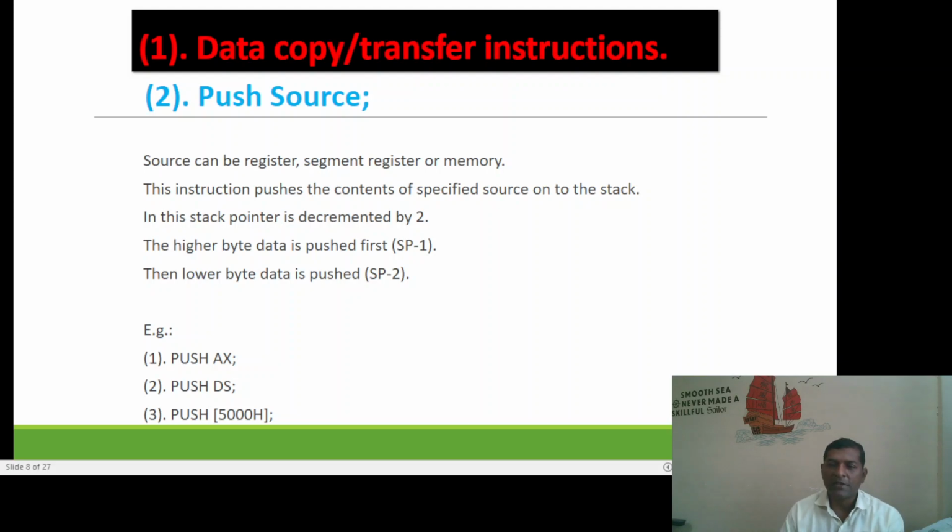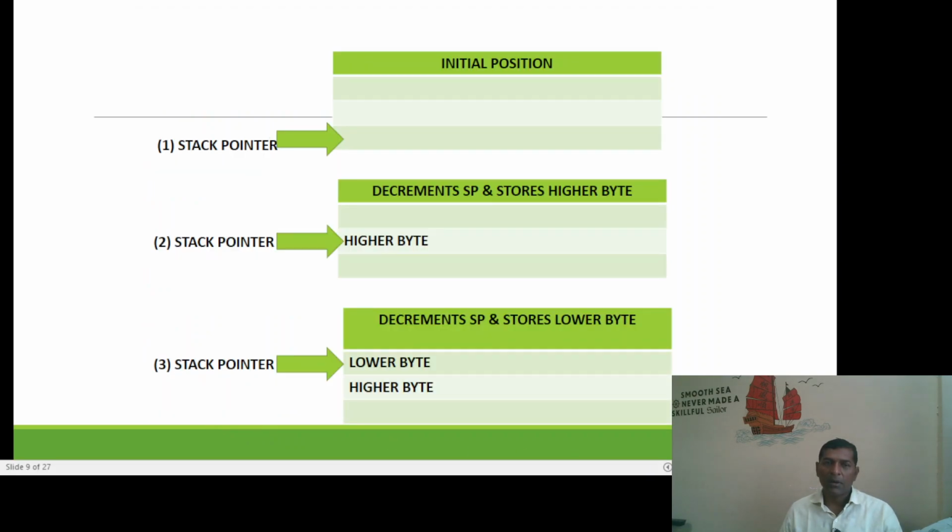An example can be defined as PUSH AX. So the contents of AX will be pushed into the stack. The stack pointer keeps pointing to the data recently pushed into the stack. The second example is PUSH DS. DS is a segment register known as the data segment register. The contents of this data segment will be pushed into the stack. PUSH memory location 5000H. So the contents at this memory location 5000H will be pushed into the stack. So this is an example which explains how a stack operates.